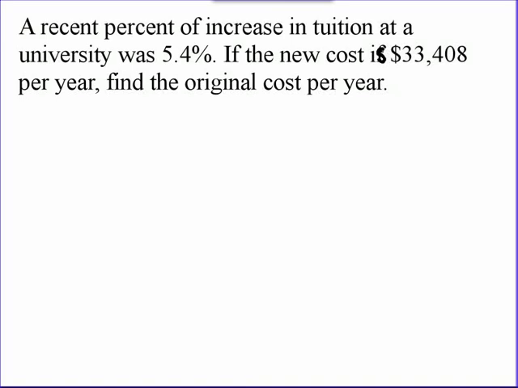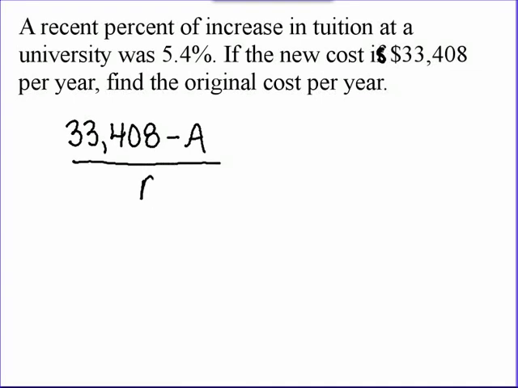So if you remember, the formula was the change in the amount, right? So the change in the amount would be 33,408 minus my original amount, so we'll call that A. That would be how much it changed. And then I'm going to divide that by A, because that's my original amount. Now together, when I calculate that, that's going to give me 5.4%.